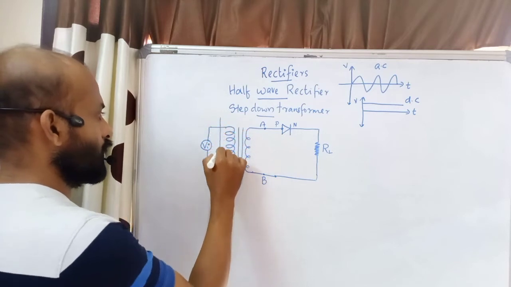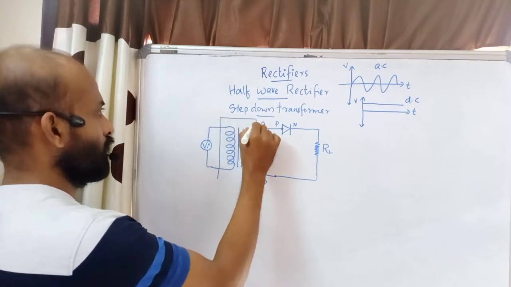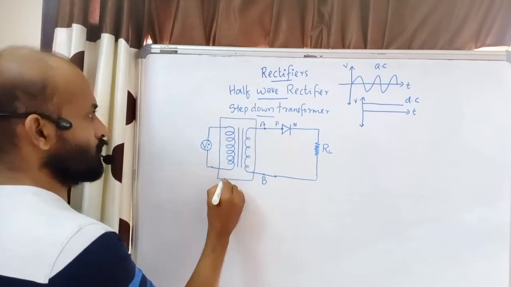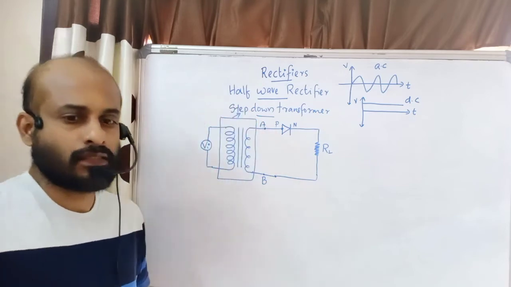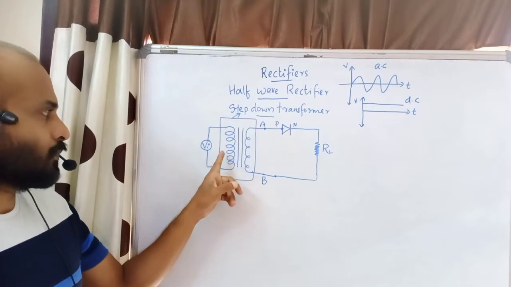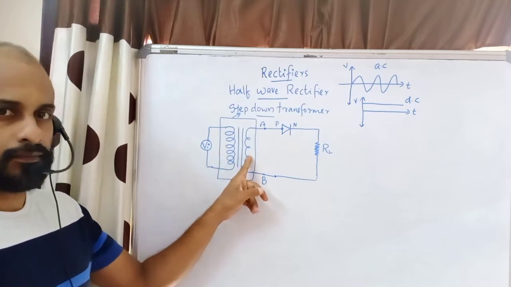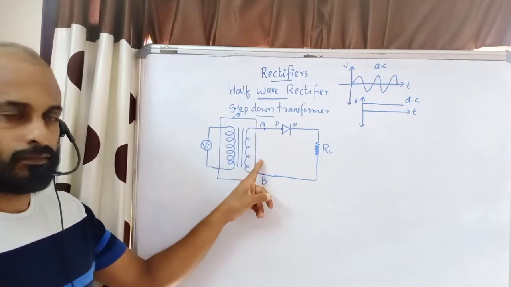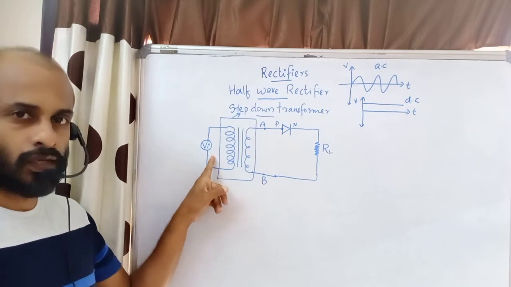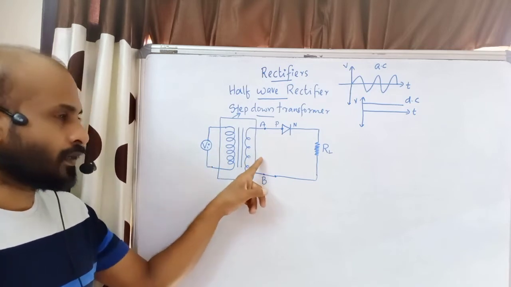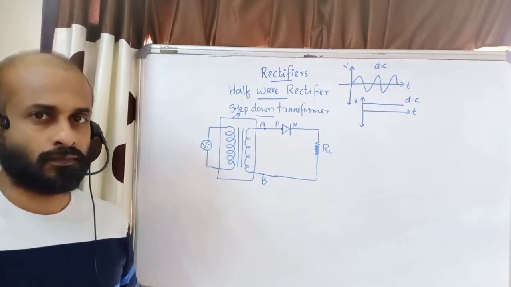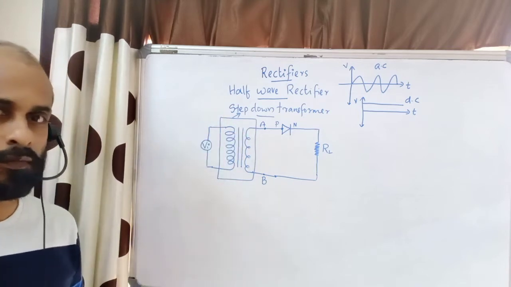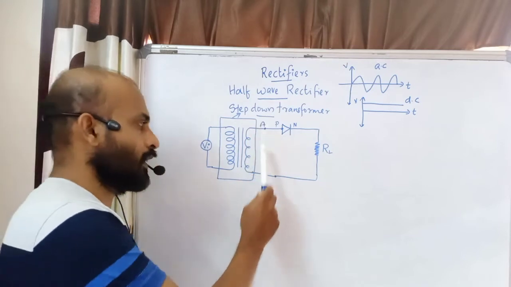So this region represents the transformer. I can mark it as transformer. This is a step down transformer. The step down transformer consists of a primary and this is the secondary. This will produce a low voltage here. This is a large alternating voltage at the primary. At the secondary we will get an alternating voltage of small magnitude. So that's the use of a step down transformer. Now we can see two terminals A and B.